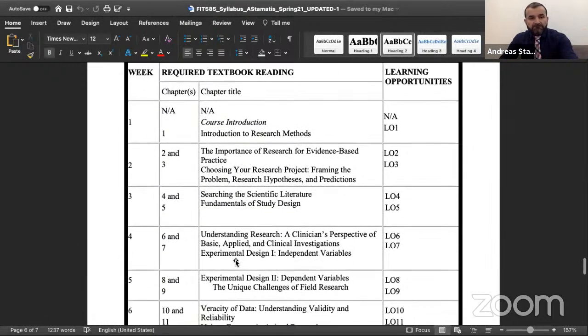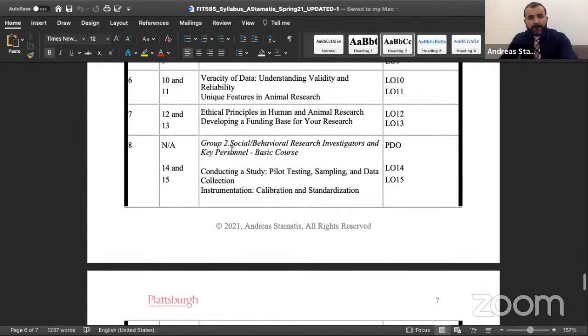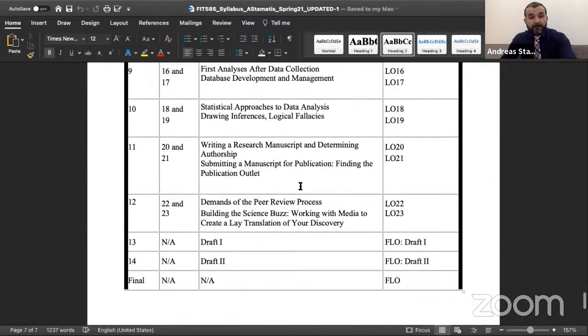And this is how we go, 2 chapters per week, which means 2 LOs per week. Here, 8th week, we have an additional one, which is the professional learning development opportunity, which is the city training. And then week 12, we're done with everything, and then we move into the drafts. So week 13, you have a draft. Week 14, you have a second draft, and then the final week, you'll have your FLO. But you see, you have 3 weeks just with drafts.